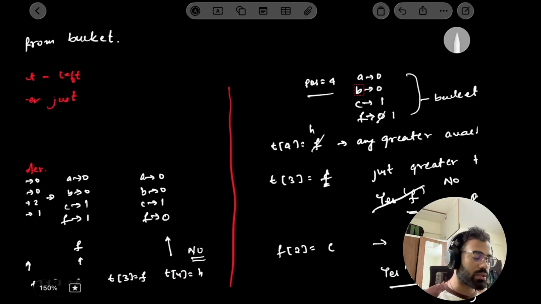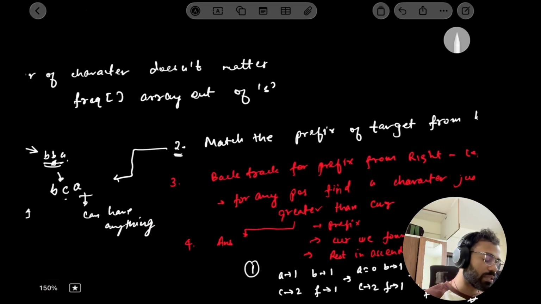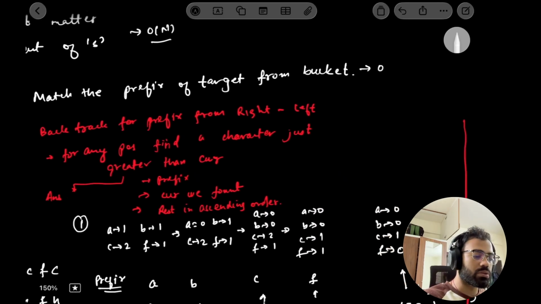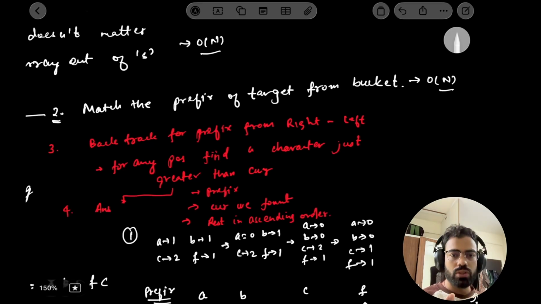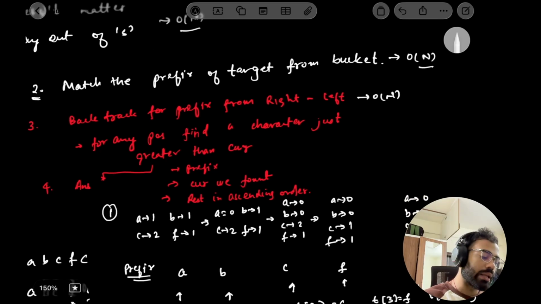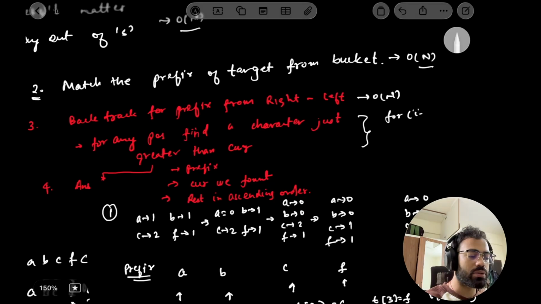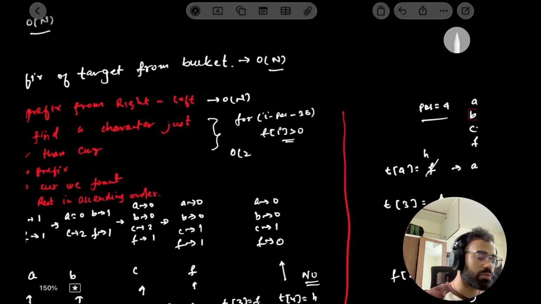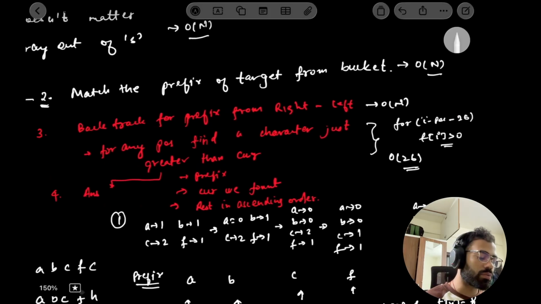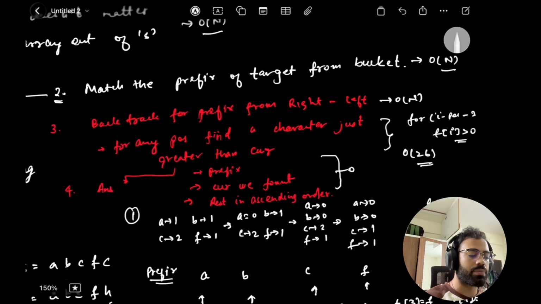Now, what is the time complexity of this entire approach? Frequency can be prepared in O of n, right? Okay. Now, matching the prefix can also be done in O of n. Now, if we backtrack the prefix, we are also returning back, so that means this can also be done in O of n. Now, for any position, find a character just greater than it. For it, we have to run a loop from i equals to current position till 26, and find if frequency of i is greater than 0 or not. So that means this will run in O of 26.